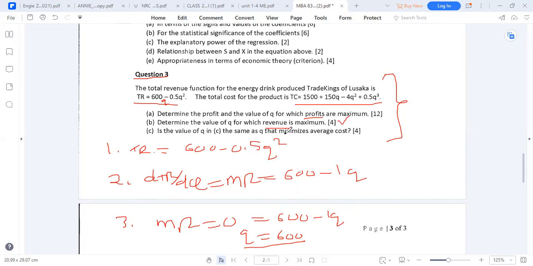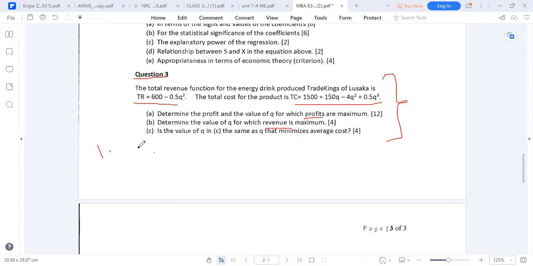Similarly, how many units will minimize average cost? Step 1, we find the average cost. Who remembers the formula for average cost? Average cost is what? Total cost divided by quantity. So our total cost is this one. We divide by quantity on each of the terms. Quantity here, quantity there, quantity there.